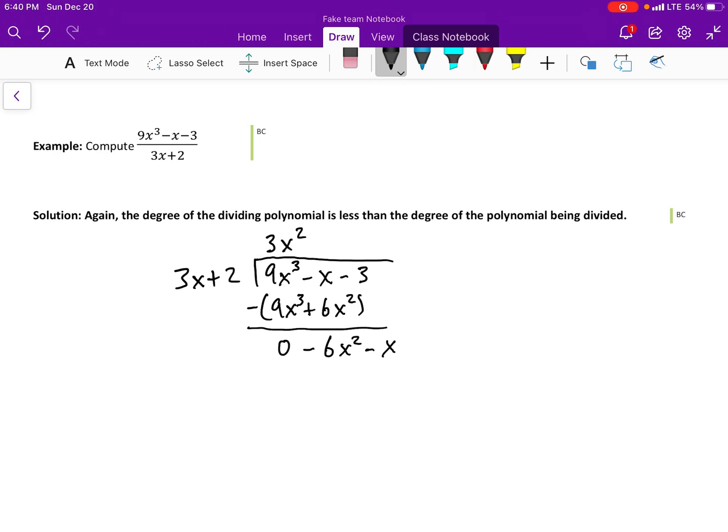Okay? Now again, we go through the same idea. What value, when I multiply by 3x, am I going to get 6x squared? Well, if I do 3x times 2x, we multiply the constants together, we get 6. Multiply the variables, we get x squared. But we want a minus 6x squared here, so we want a minus 2x. Right, so if we multiply minus 2x times positive 3x, we're going to get minus 6x squared. And then minus 2x times positive 2 is going to be minus 4x.